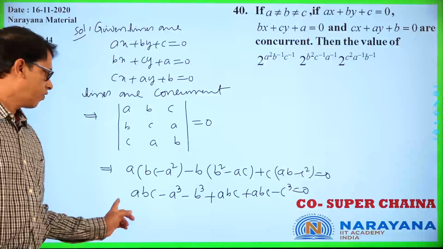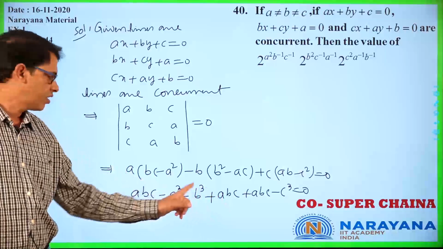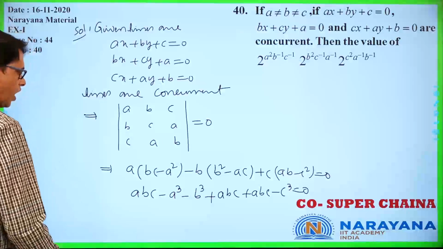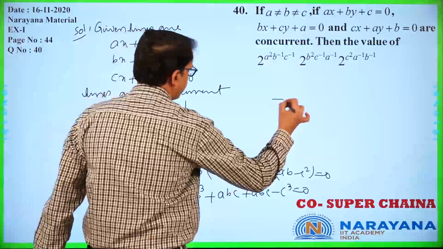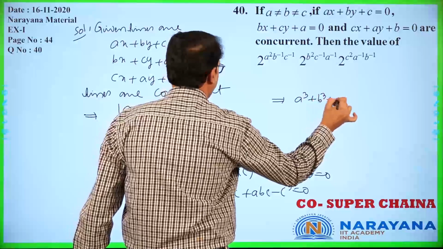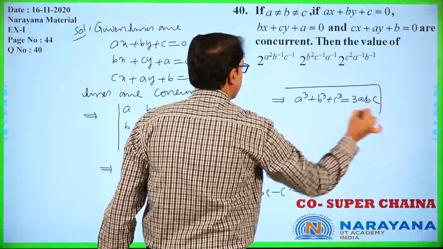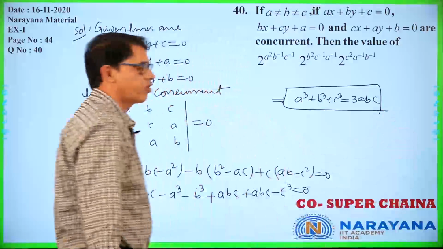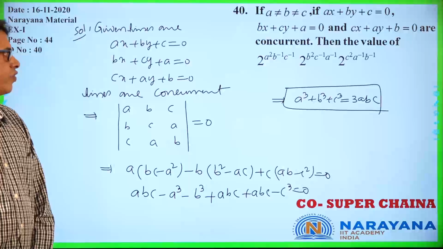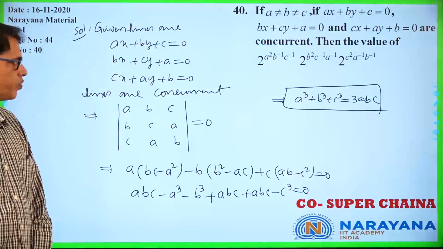What is the result? abc plus abc plus abc is 3abc. Take a cube plus b cube plus c cube to the other side, and we have the relation a cube plus b cube plus c cube equals 3abc. So if the lines are concurrent, we get this relation: a cube plus b cube plus c cube equals 3abc.